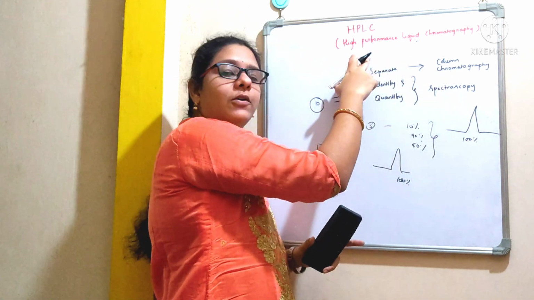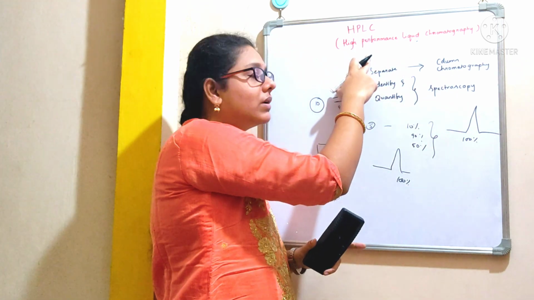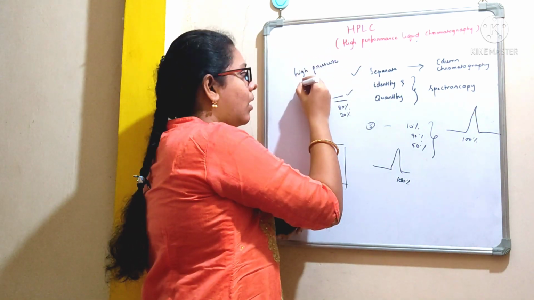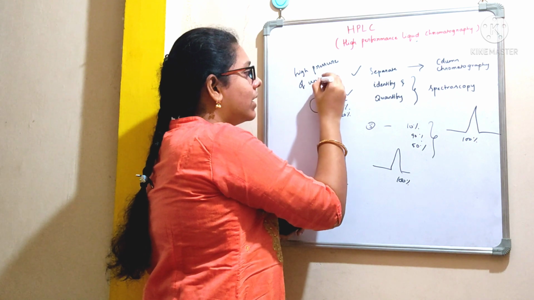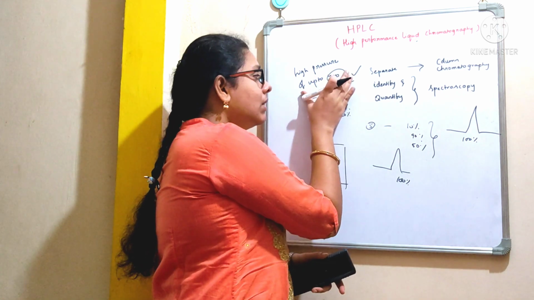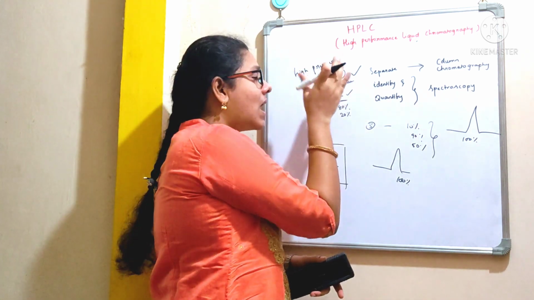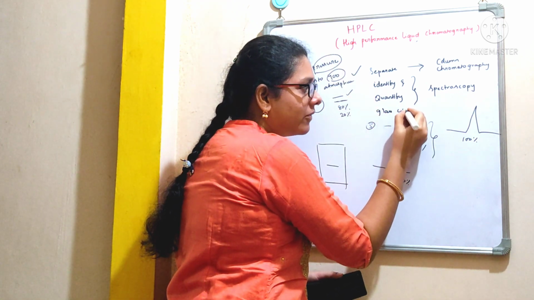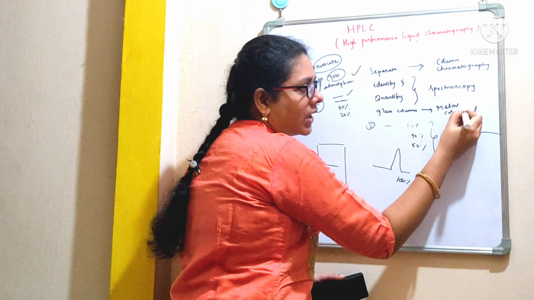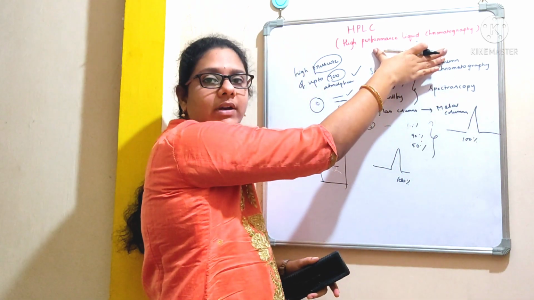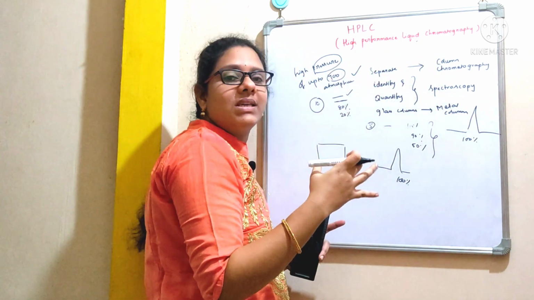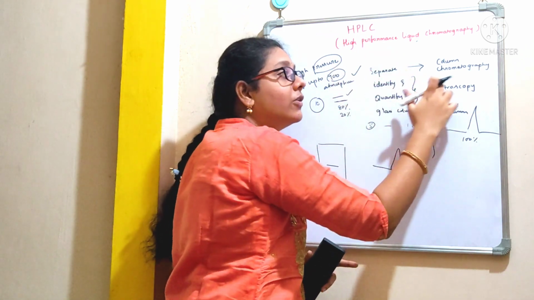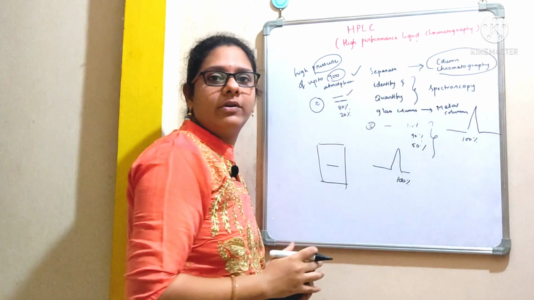But in the case of high performance liquid chromatography, here we are going to apply high pressure of up to 400 atmospheres. In order to withstand such a high pressure, glass columns are replaced with metal columns in high performance liquid chromatography. Simply we can say that high performance liquid chromatography is a modified version of column chromatography.